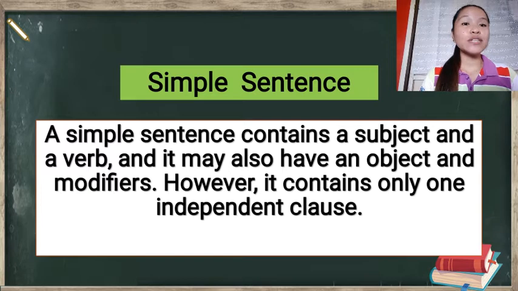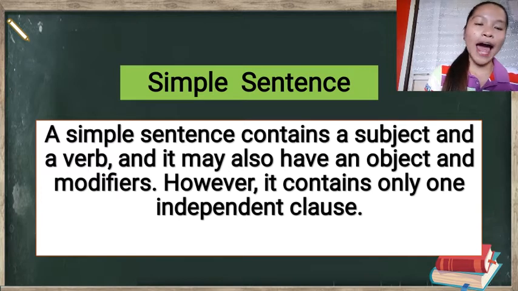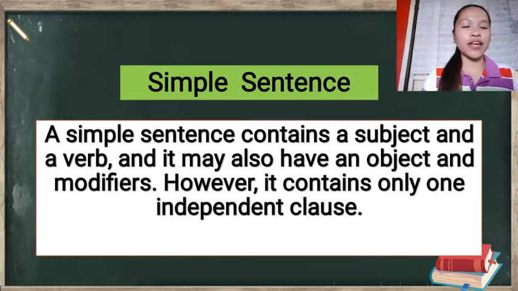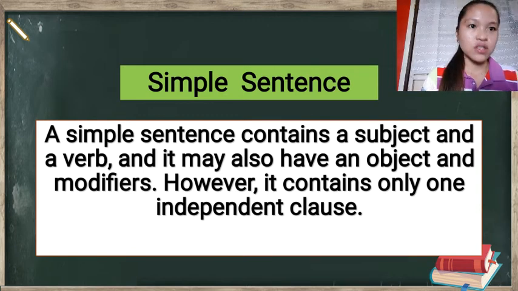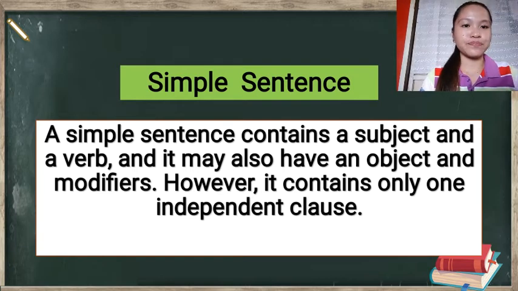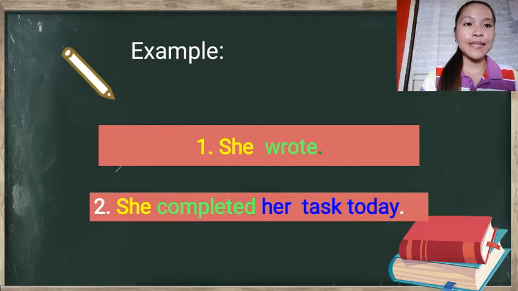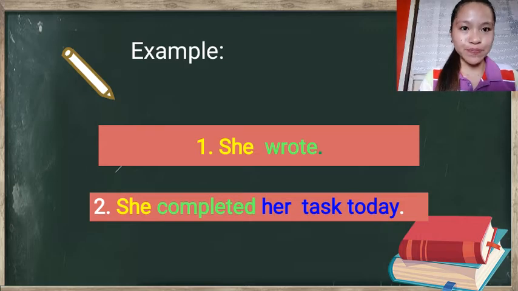So, a simple sentence. A simple sentence contains a subject and a verb, and it may also have an object and modifier. However, it contains only one independent clause. So, a simple sentence contains only one independent clause. That's what we need to remember. So, an example of a simple sentence. Number 1, try to look at the example.